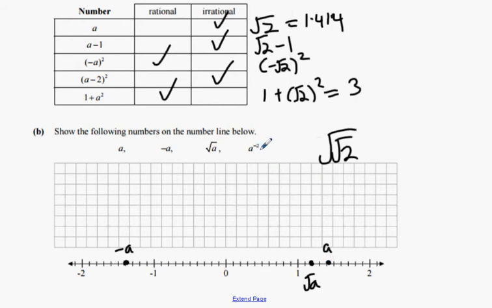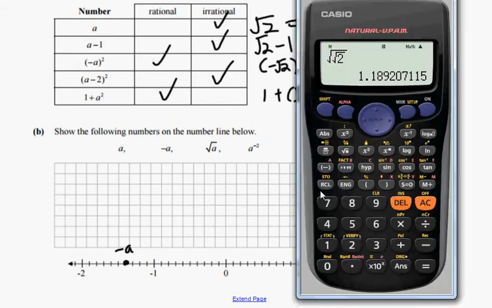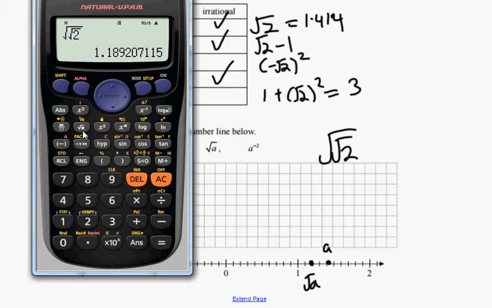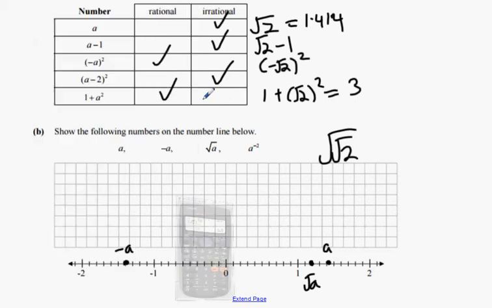And then finally a to the minus 2. What's that, guys? It's going to be root 2 to the power of minus 2. Replace a with root 2, and then do it to the power of minus 2. And you find out the answer is a half. A half is located at 0.5, which is a to the minus 2. Everybody right with those? Use a calculator, find the answer.